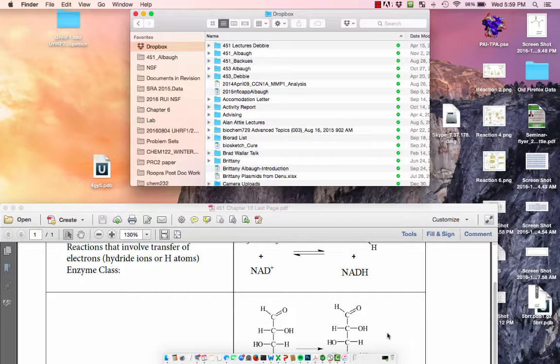And so what it does is it's going to take DHAP, here's carbon 1, 2, and 3, and it's just going to switch the OH group and the double bonded oxygen between the two carbons. So that means that carbon number 1 will have an aldehyde, and at carbon number 2, we have an alcohol there. So that makes our second molecule of glyceraldehyde 3-phosphate.